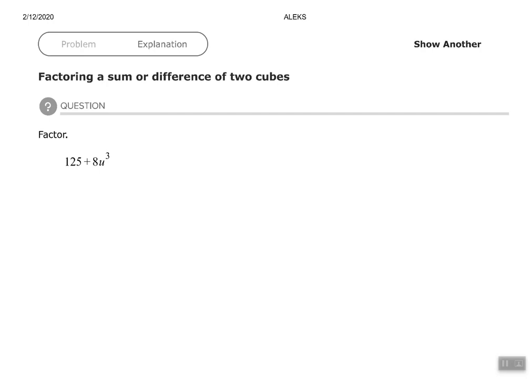Okay, so this one we have 125 plus 8u to the third. I don't have a GCF for those two. I see that I have a cube, so the next thing I do for factoring is to look for perfect cubes. 125 is a perfect cube because 5 to the third power equals 125. And 8 is a perfect cube because 2 to the third power equals 8. So I'm going to use the a to the third plus b to the third rule of factoring. Same sign, opposite sign, always positive sign.